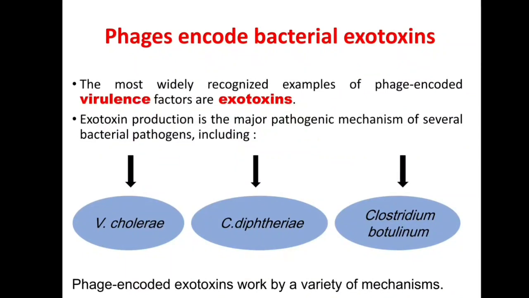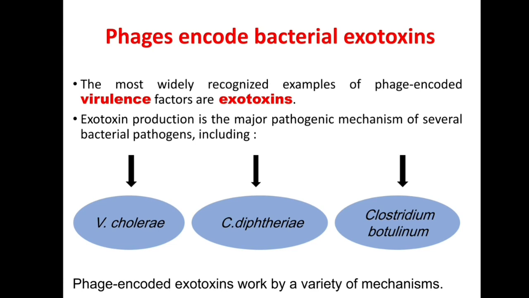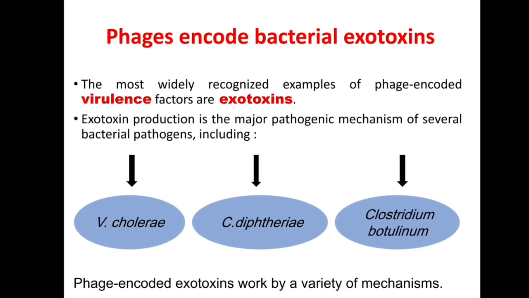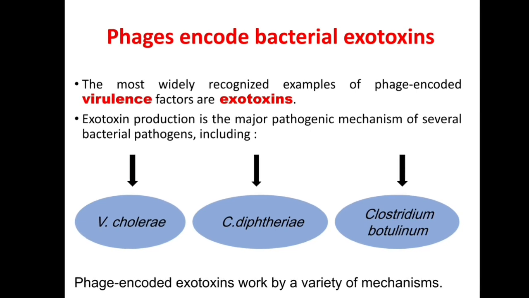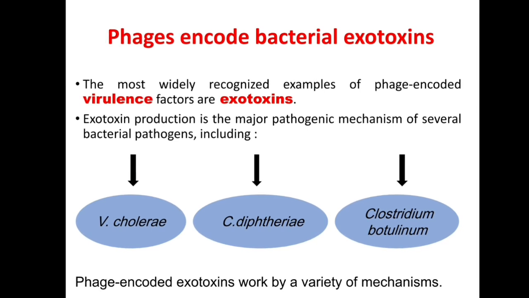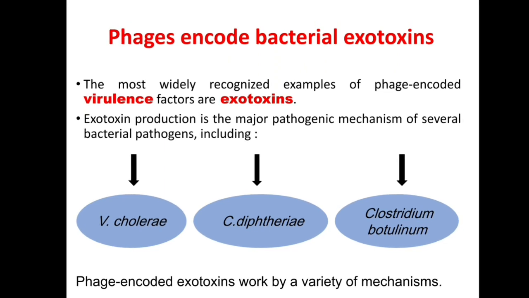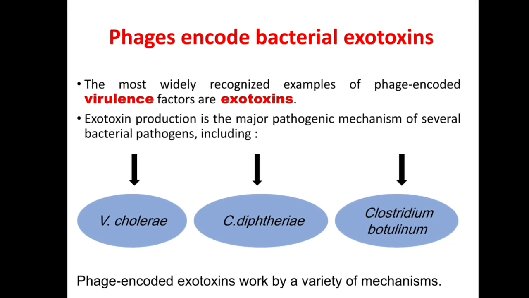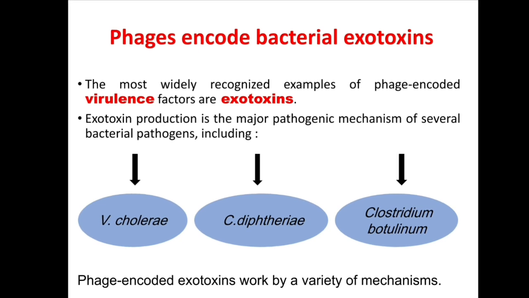Now we talk about phages encoding bacterial exotoxins. The most widely recognized example of phage-encoded virulence factors are exotoxins. Exotoxin production is the major pathogenic mechanism of several bacterial pathogens, including Vibrio cholerae, Corynebacterium diphtheriae, and Clostridium botulinum. Note that phage-encoded exotoxins work by a variety of mechanisms. That means not all phages affect all bacteria in the same manner, but by a variety of mechanisms.